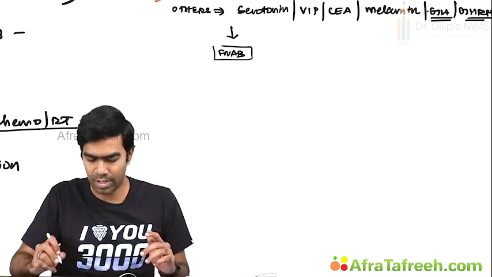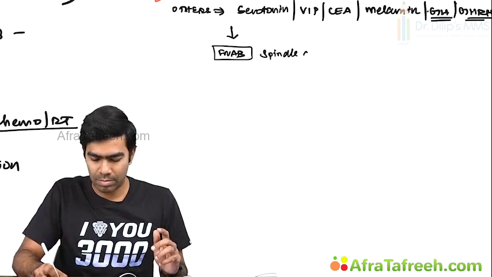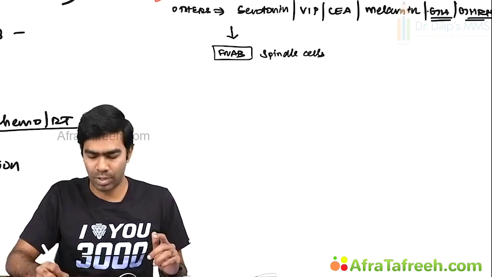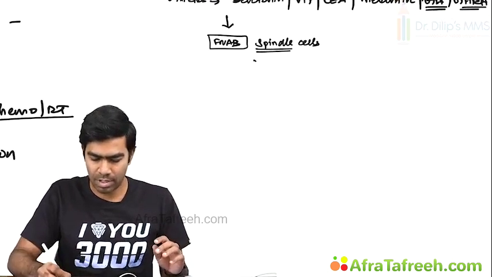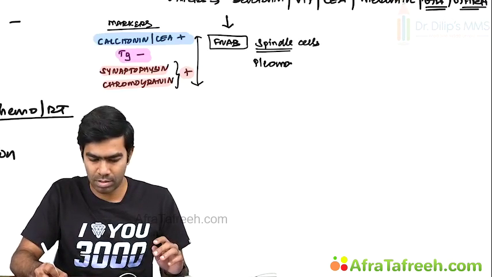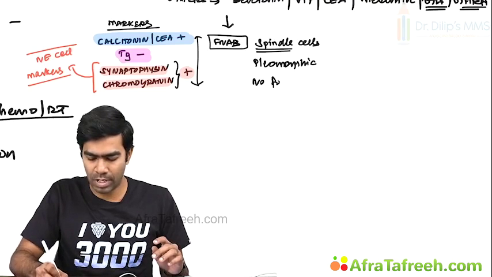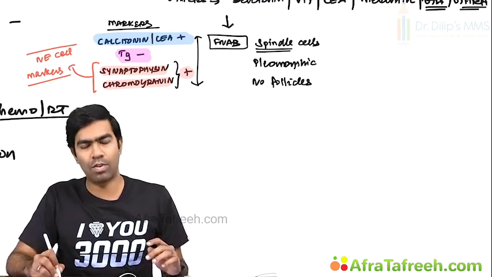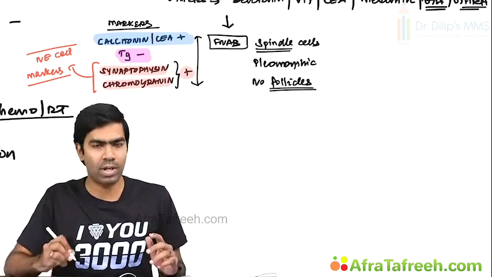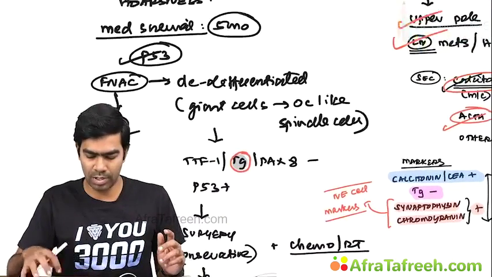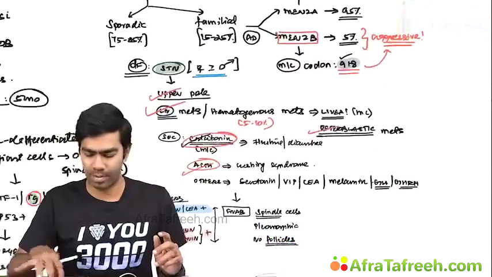So when you do an FNAC, what you'll be seeing is something called spindle cells. Very important. The spindle-looking cells are very characteristic. At the same time, they'll be pleomorphic in appearance. You know what I mean by pleomorphism? And they will not be forming any follicles. Obviously, these are not follicular cells to produce follicles. They will be parafollicular cells, which means that when they don't form follicles, it's unlikely to be a follicular thyroid cancer. So you can rule out a follicular thyroid cancer.